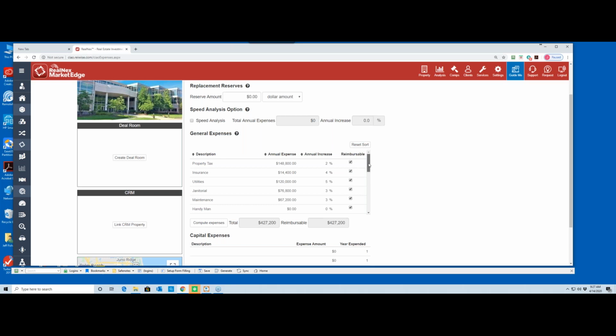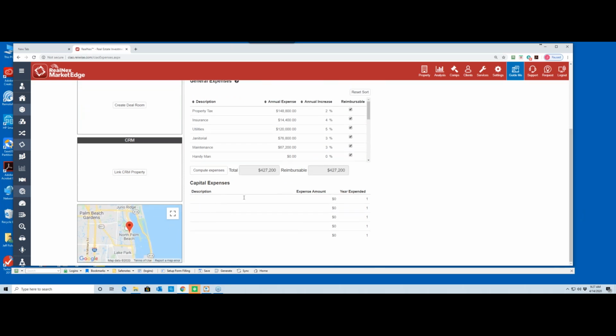I think what's fairly typical anymore is that property taxes, well, all these are reimbursable, everything but your property management. And then if I had some additional capital expenditures, replacement of the roof, that sort of thing, I could put that down here at the bottom.